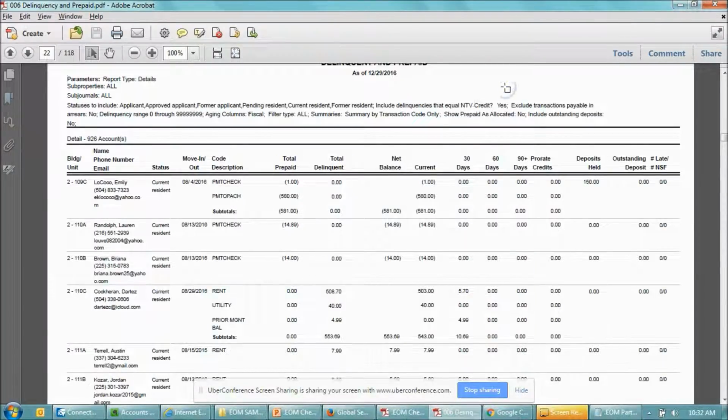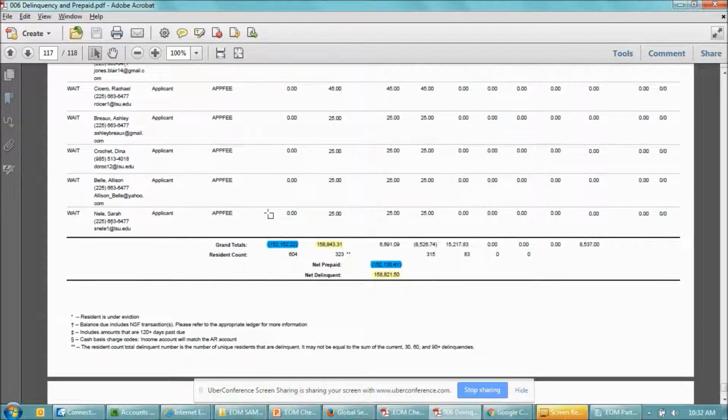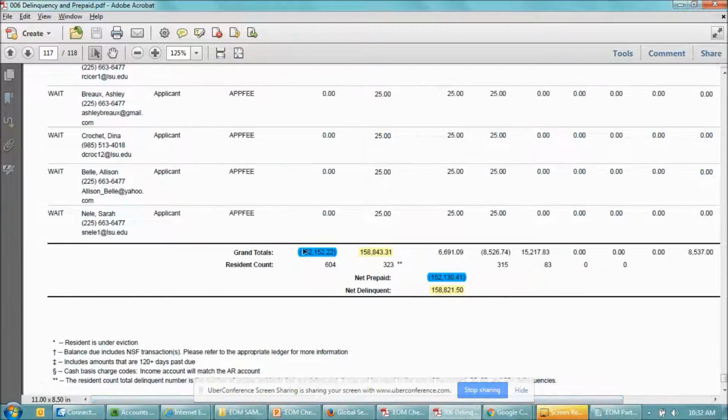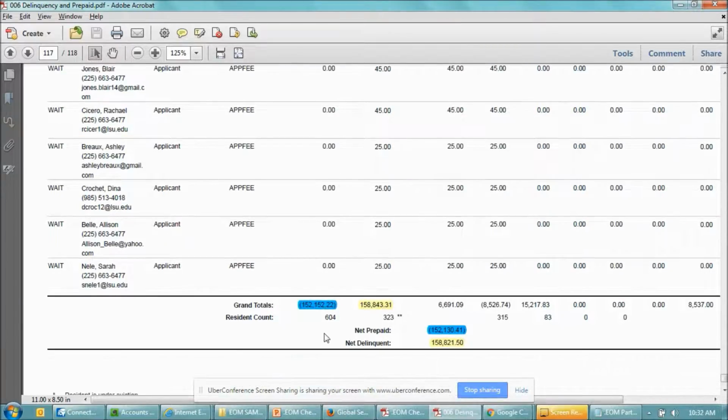So you'll pull up the report, go straight to the bottom, all the way to the end, and you're going to want to take a look at these numbers down here. So we have grand total prepaid and then grand total delinquent. You'll want to confirm that those totals are equal to the net prepaid. The blue and the blue are both prepaid. The yellow and the yellow are both delinquent. Yay, pretty colors. And so you want to make sure that those two numbers that are color coded here, your report will not be color coded.